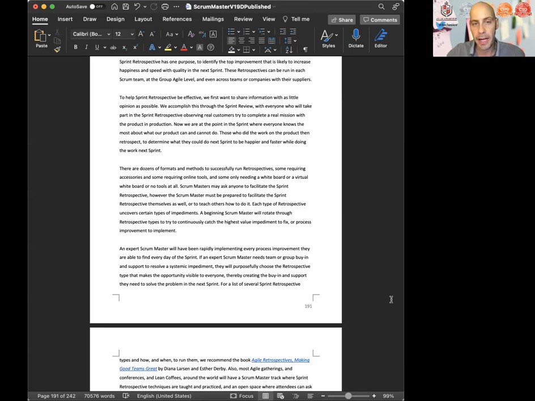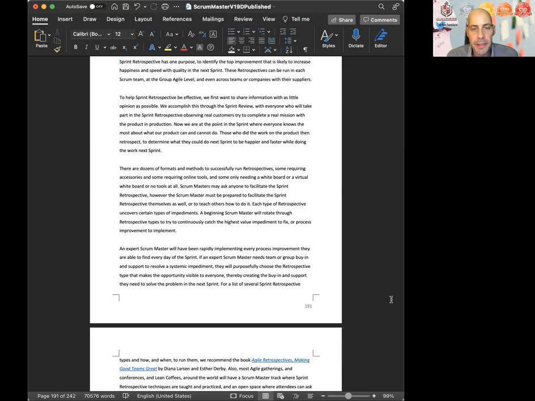There are dozens of formats and methods to successfully run retrospectives, some requiring accessories and some requiring online tools, and some only needing a whiteboard or a virtual whiteboard or no tools at all. Scrum Masters may ask anyone to facilitate the sprint retrospective. However, the Scrum Master must be prepared to facilitate the sprint retrospective themselves as well, or to teach others how to do it. Each type of retrospective uncovers certain types of impediments. A beginning Scrum Master will rotate through retrospective types to try to continuously catch the highest value impediments to fix or process improvement to implement.